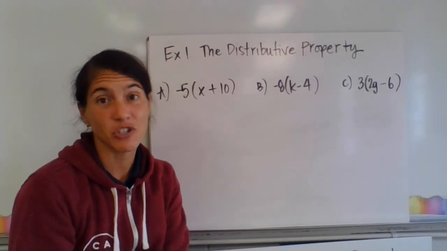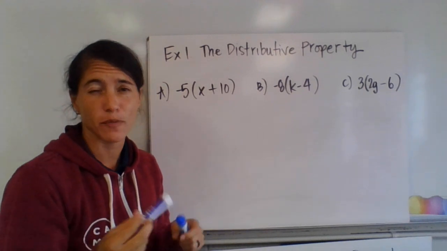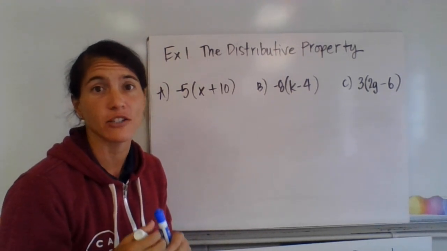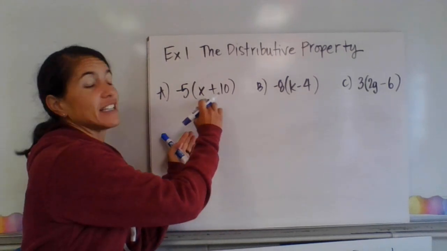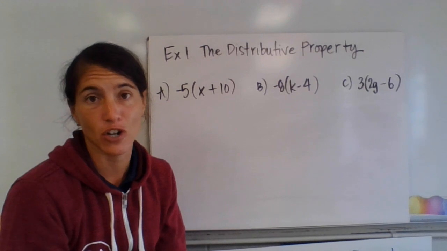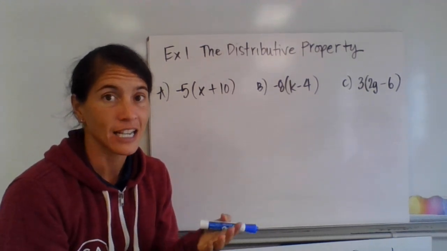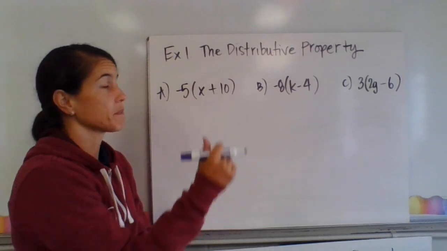So, example 1, the distributive property. I'm just going to jump right in and show you the distributive property. Again, the distributive property is when you multiply a term by a sum or difference. In example A, we have a sum, x plus 10. Well, we cannot add x plus 10 because they're not like terms. We cannot say x plus 10 is 10x because that's multiplying. X plus 10 is just x plus 10.